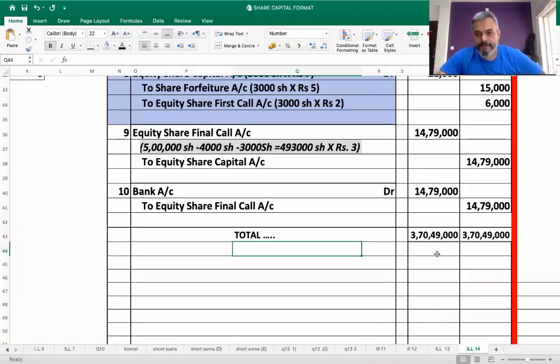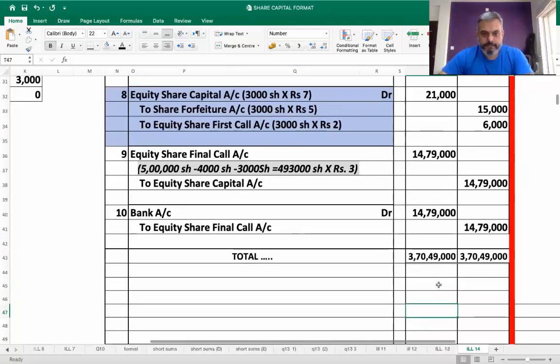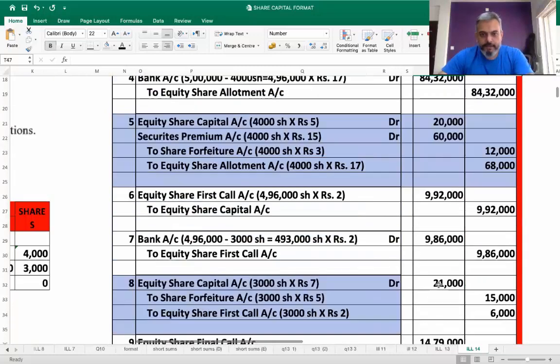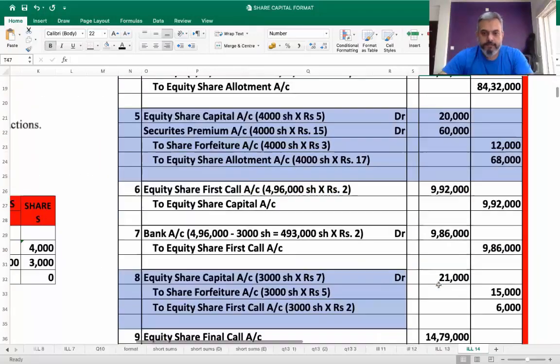Three crore 70 lakh 49,000 is the total. This amount of 3 crore 70 lakhs has no significance. We just have to see that debit should be equal to credit. If it is not, it means while writing we have made some mistake. This signifies only the arithmetic accuracy. Do the totals, go through the sum, see if you have any doubt.